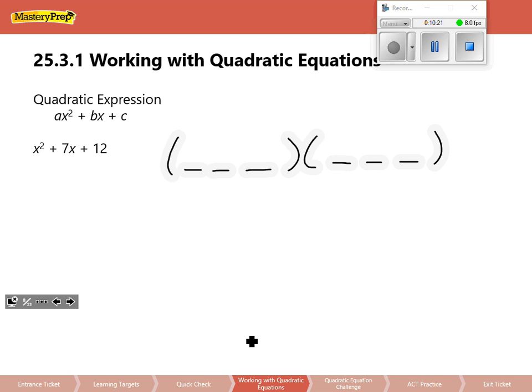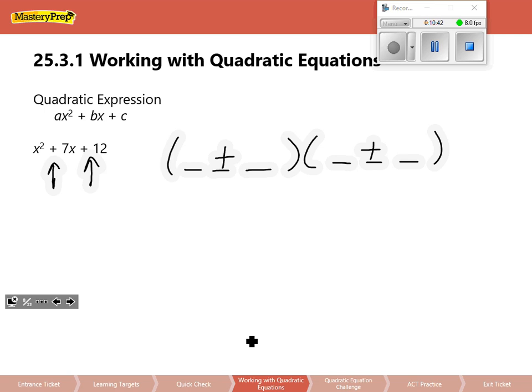Now, the way we figure that out is by looking at the third term. If the third term is positive, the signs inside these parentheses will be the same, and they'll match the sign of the middle term. So here it's plus, so they'll be the same and match the sign of the middle term, which is plus. So we'd have plus and plus.